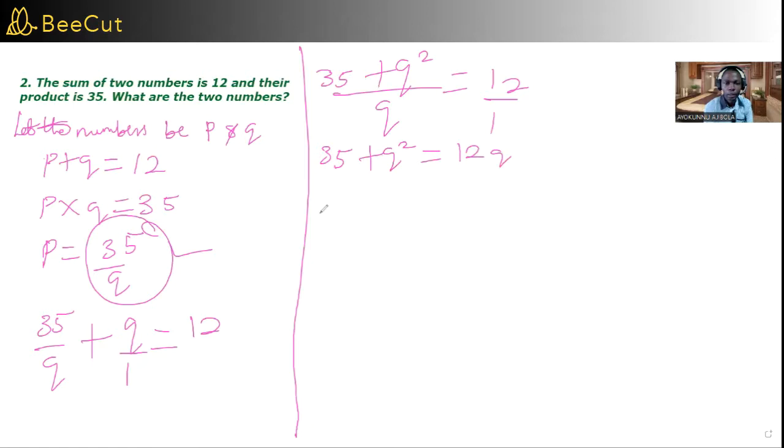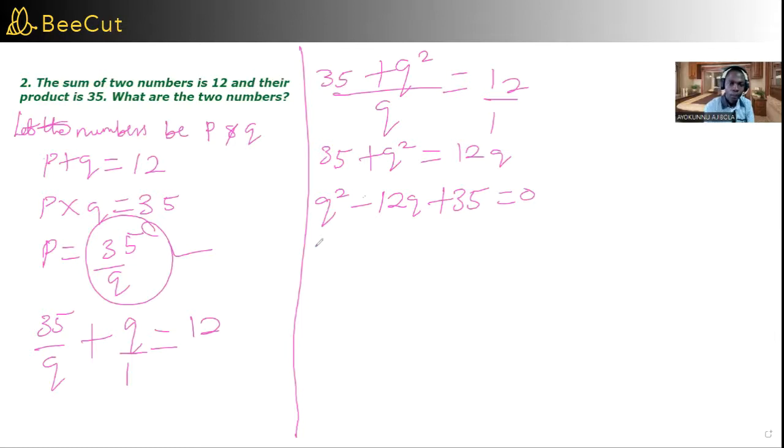When you rearrange this, you're going to have Q squared minus 12Q, bring the 12Q inside, plus 35 equal to 0. And again, this is a quadratic equation. So it's now your job to look for two numbers that multiply to give 35 and add to give -12. Obviously, that should be -7 and -5: they give -12 when we add them, and 35 when we multiply them.